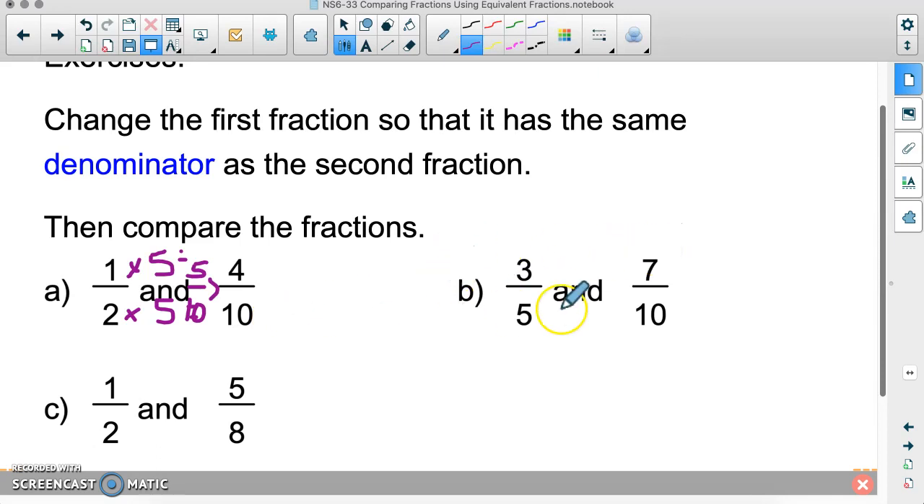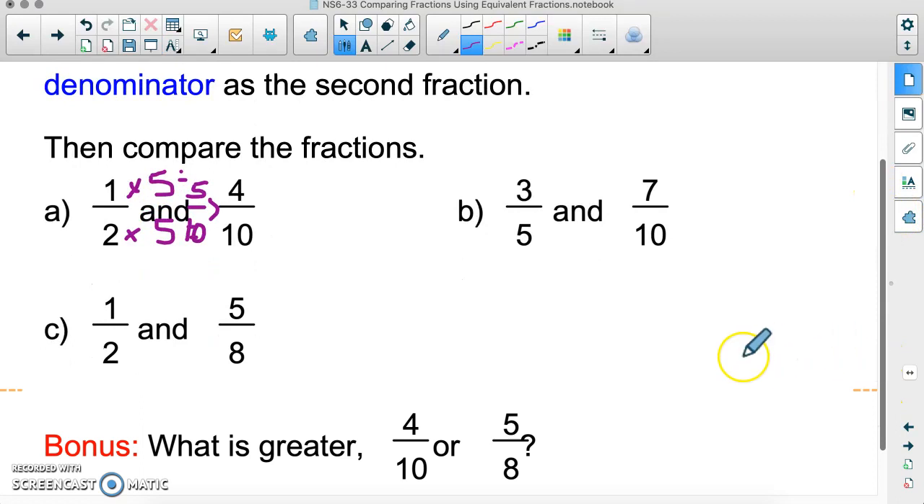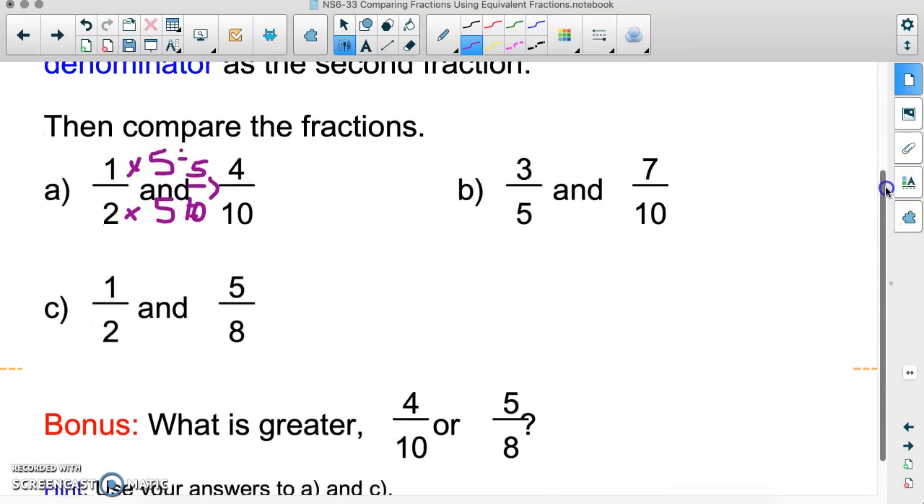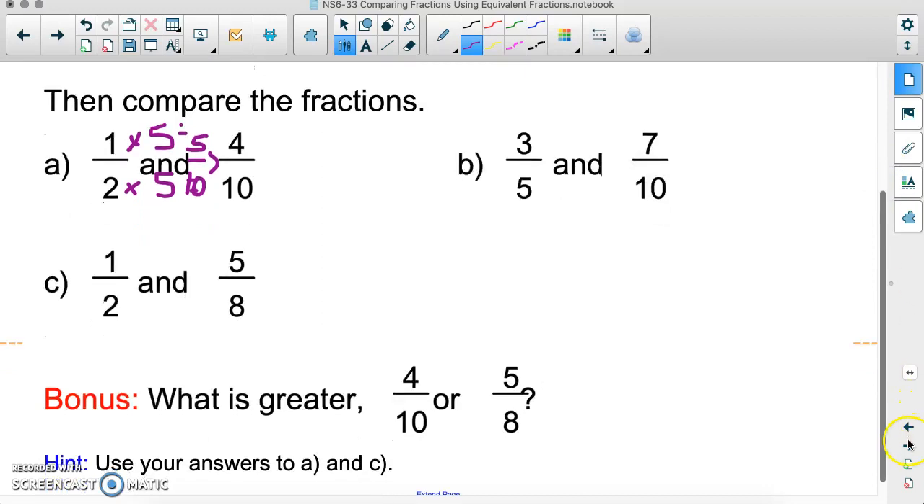Now I want you to try B and C on your whiteboards by finding a common denominator. And then there's a bonus. Give that one a try. And then you're going to resume your screencast when you're done.